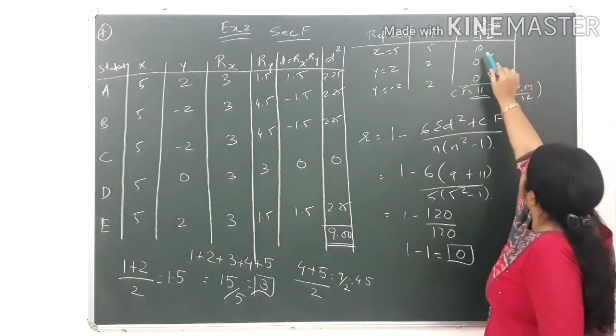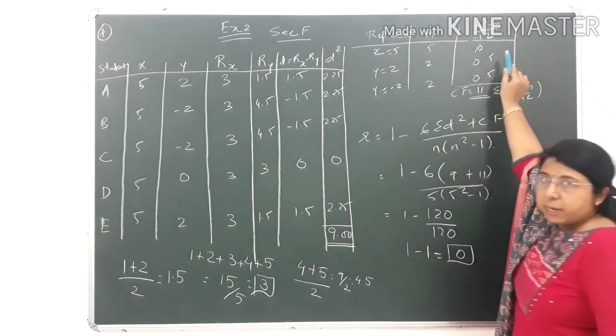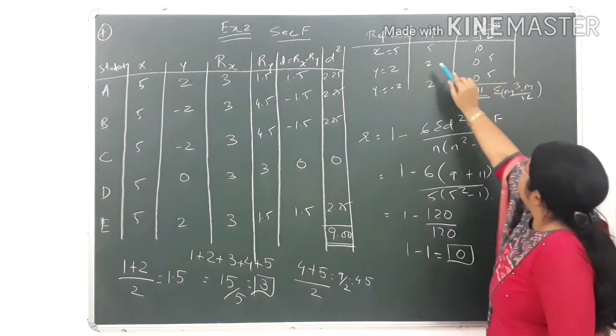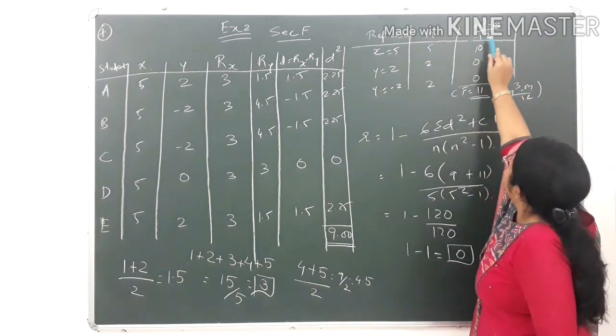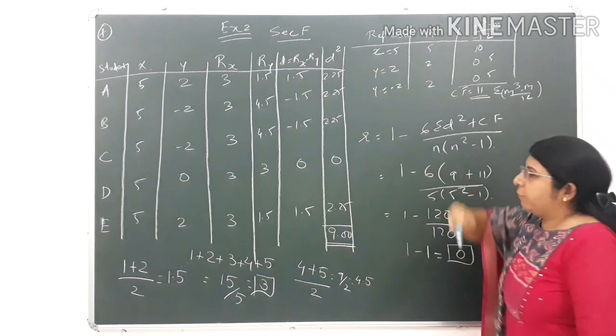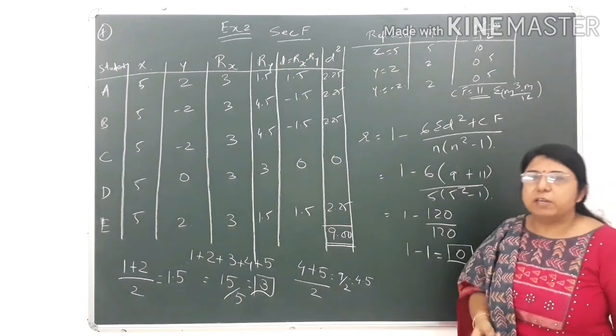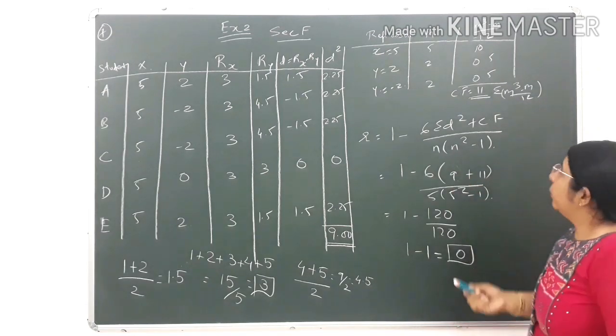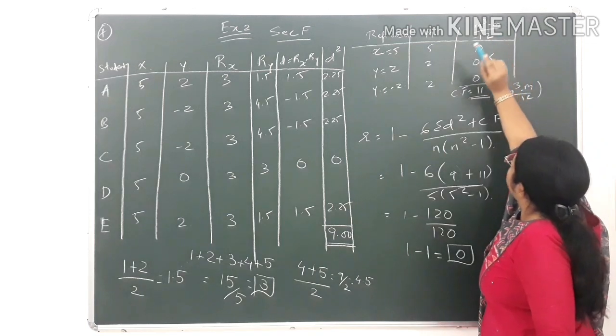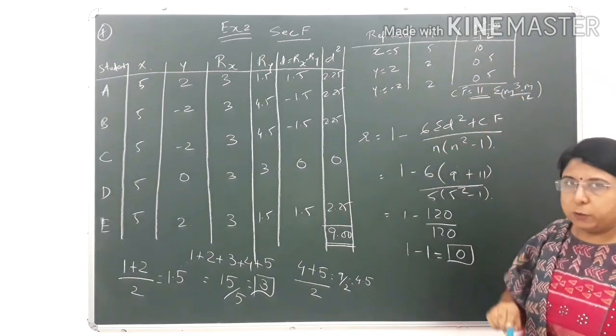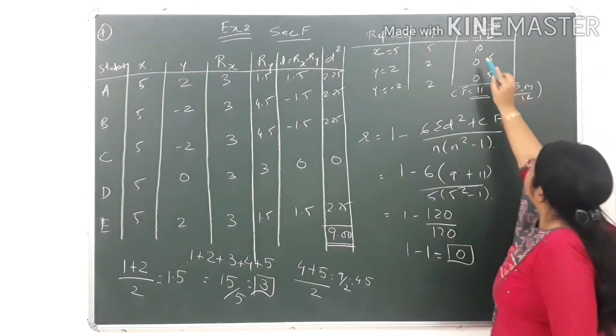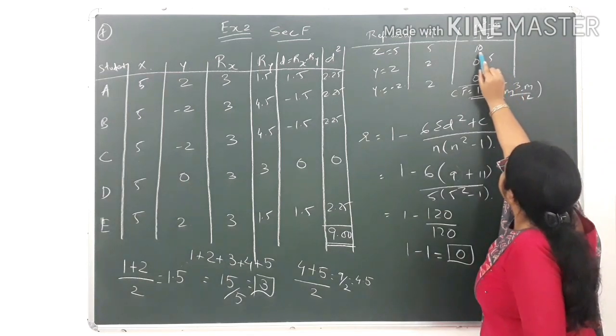Now the formula you use is m cube minus m upon 12. M cube minus m, so 5 cube minus 5 upon 12. 5 cube means 5 fives are 25, 25 fives are 125. 125 minus 5 upon 12. 125 minus 5 is 120. 120 divided by 12, you can do by calculator, comes to 10.